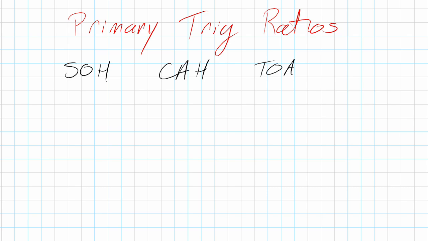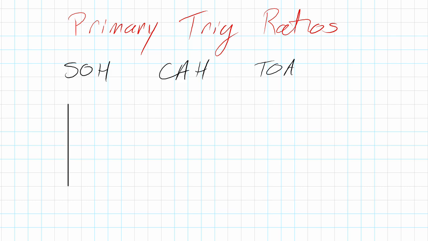Okay, primary trig ratios. It's not an introduction to trigonometry, but in high school it's when trigonometry starts to really seem a little bit different. SOHCAHTOA are acronyms to help you remember some ratio relationships in right angle triangles.